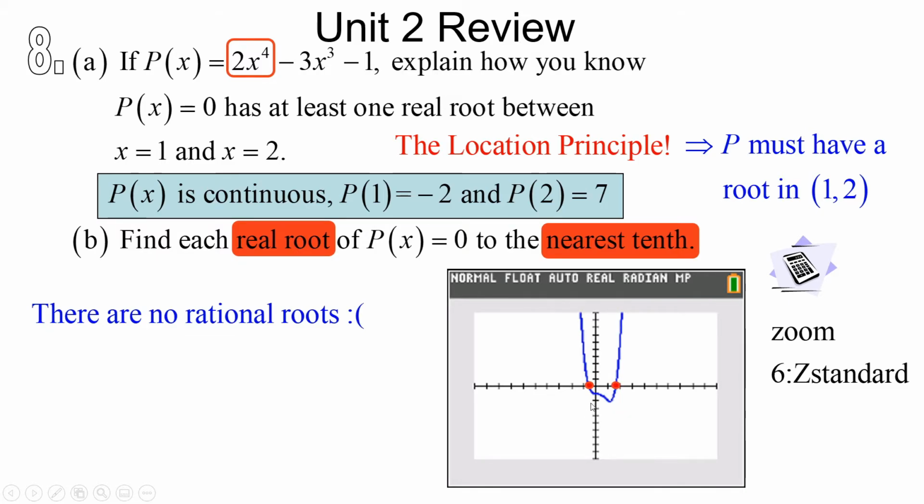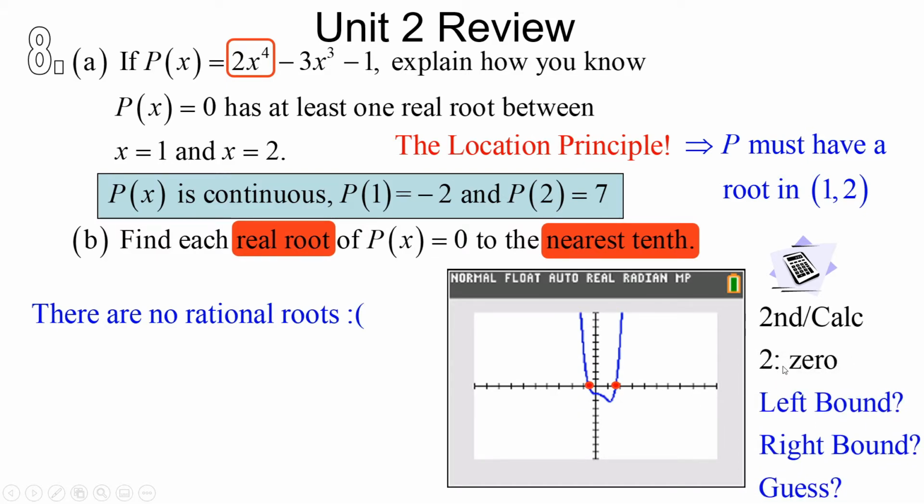So this quartic equation is going to have 2 roots. Okay, right on. Well, you all know how to do that. So let's go second calc and choose 2 to find the zero. And then it's going to ask you for a left bound, arrow left of it, and then a right bound, arrow to the right, and then guess, just hit enter one more time. And the first root I got, and these are approximations, these are not exact, but my calculator gave me x equals approximately negative 0.6.